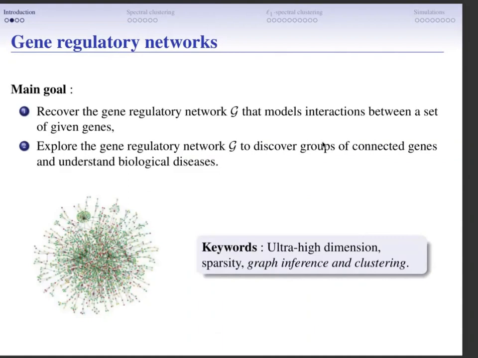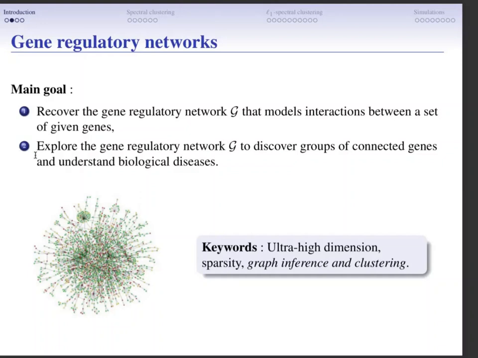When you work with gene regulating networks, you have two main goals. The first one is, using gene expression data, which give an idea of how many proteins are produced by all these genes, to recover or infer the gene regulating network that models interactions between these genes. From a biomedical point of view, if you know this kind of network, then, for example, doctors can find a treatment which can block an interaction.